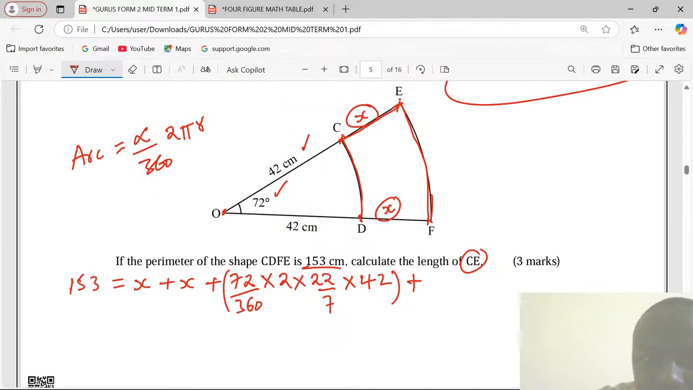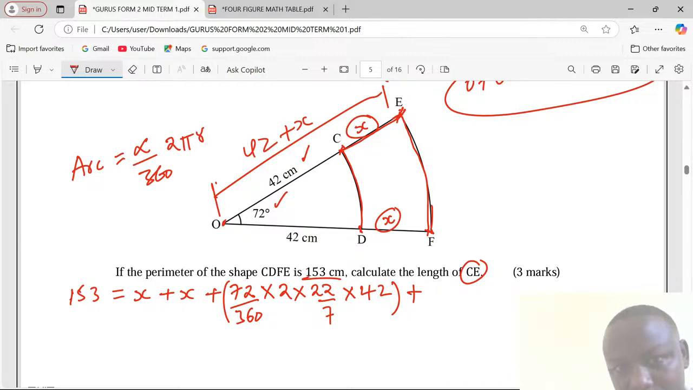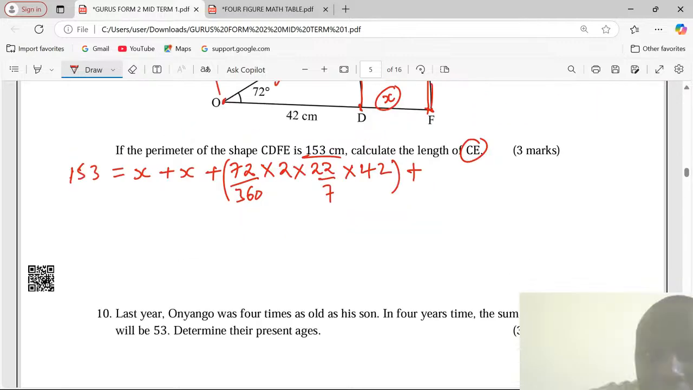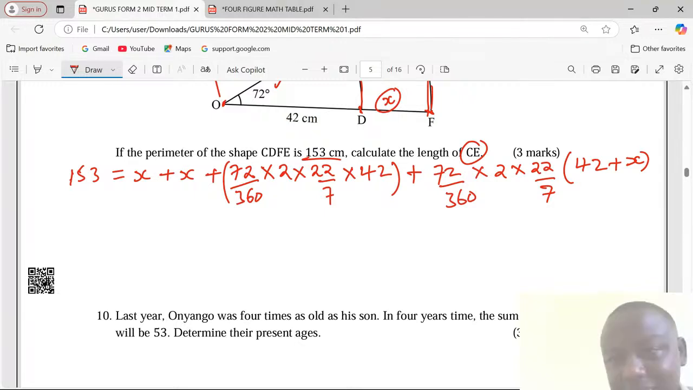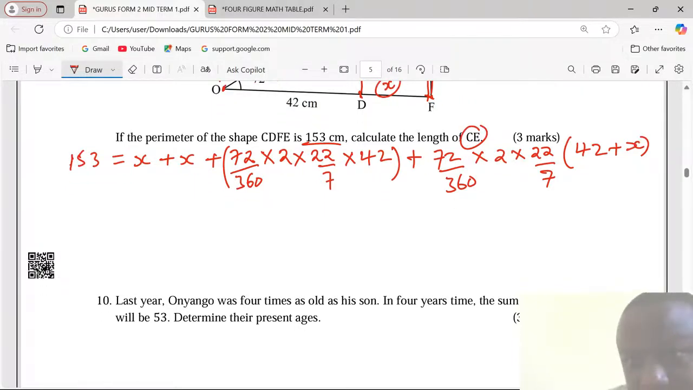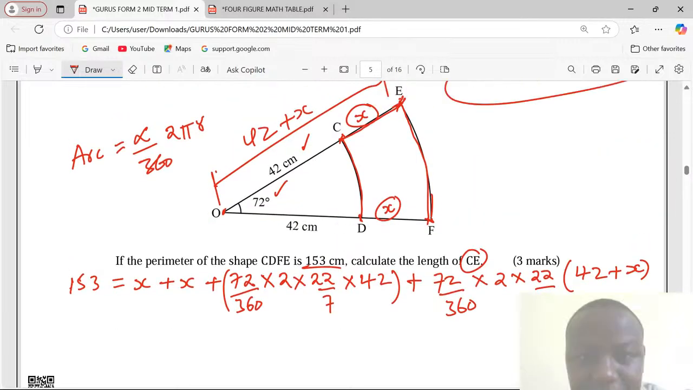which is EF. And what is the radius for EF? The radius for EF is 42 plus the unknown X. But the angle at the center is the same, 72 over 360, times 2 pi r, which is 42 plus X. So I think now you can see this arrangement of work. That is the interpretation that a student is supposed to have.